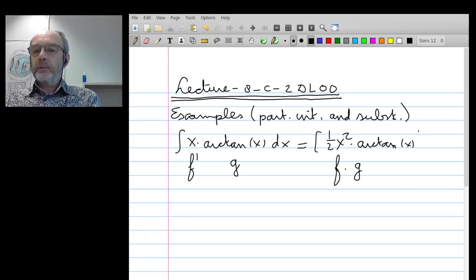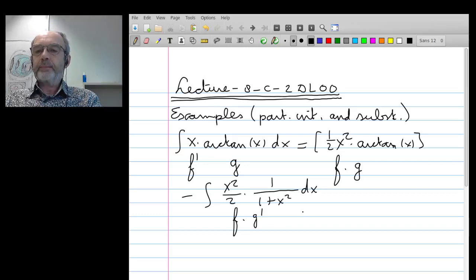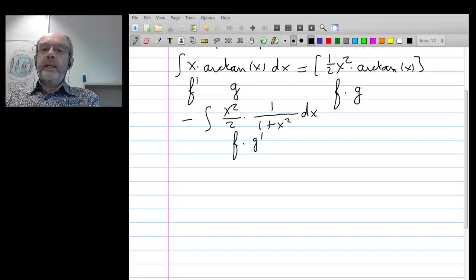It looks like it becomes not easier, but maybe. And then we have minus the integral, and then you have f times the derivative of g. Now the f that was x squared divided by 2, and we have the derivative of the arctangent, that we know is 1 divided by 1 plus x squared, dx. So here I have done the partial integration steps, no problem. And then I see an x squared here and an x squared there. Maybe we can use that in some way.